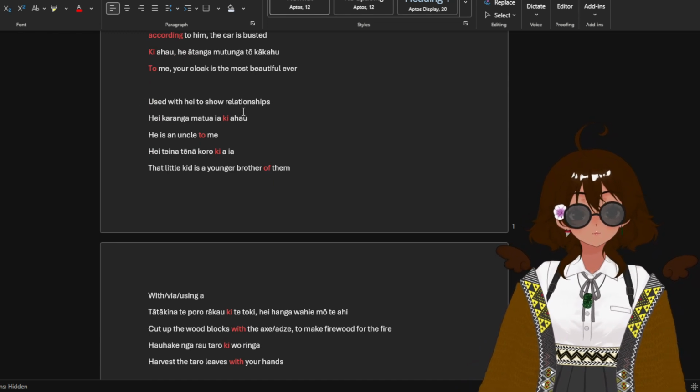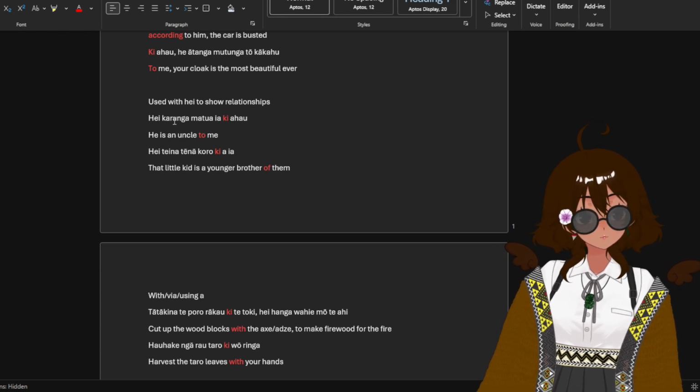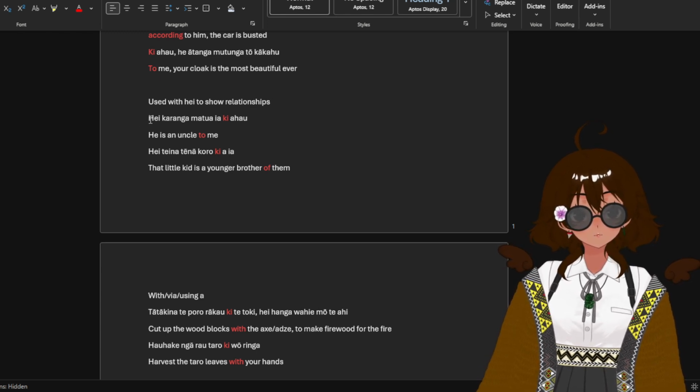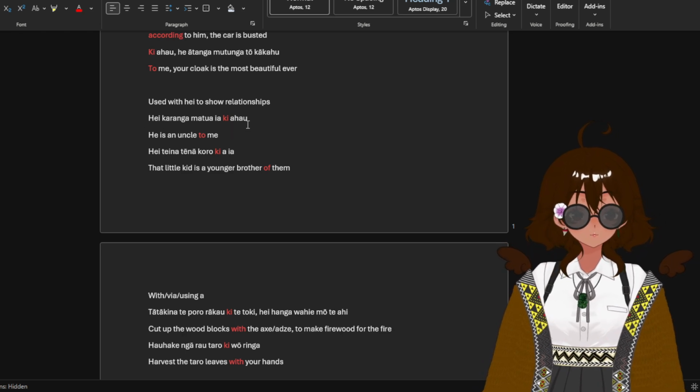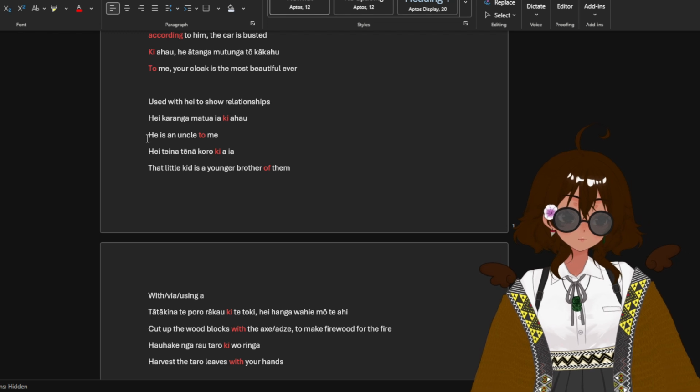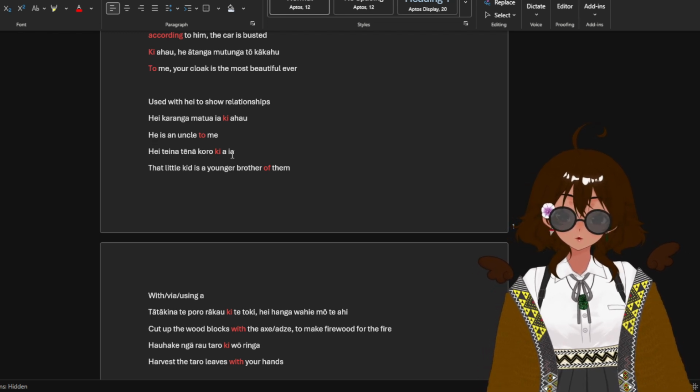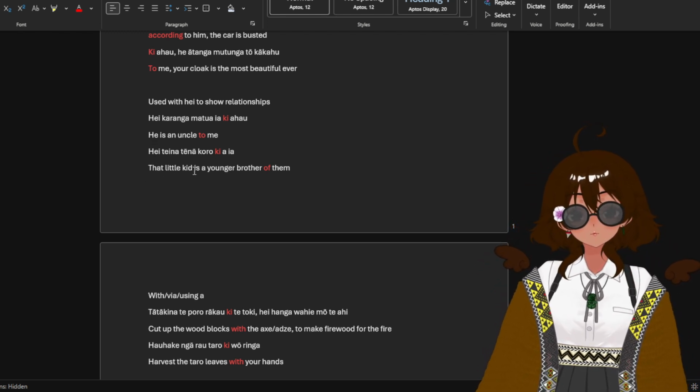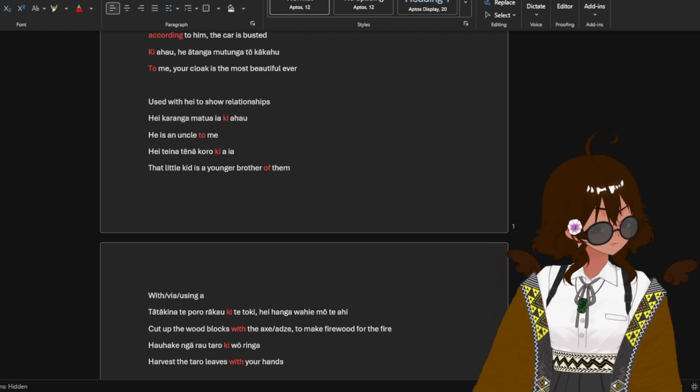Then this is one of the newer ones I learnt today, using it with hei to show relationships. So, hei karanga matua ia kia au. He is an uncle to me. Or another example, hei teina tērā koro kia ia. That little young kid.